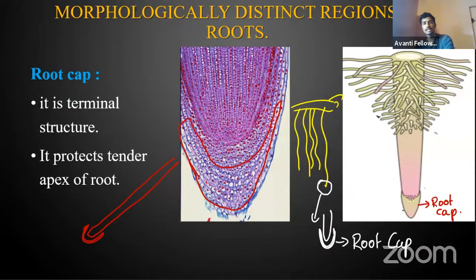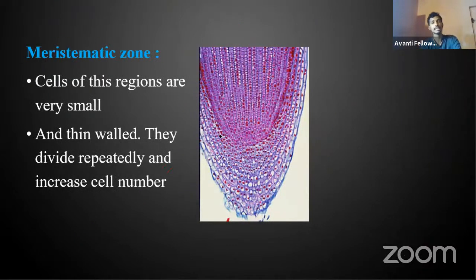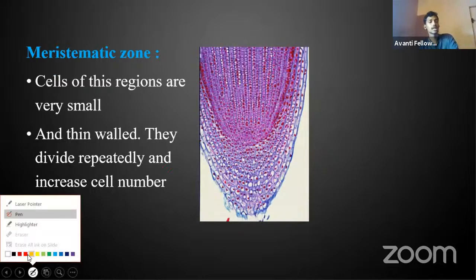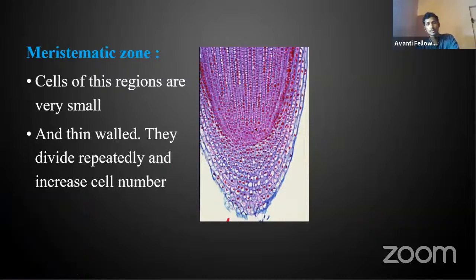What's the next part? The next part is the meristematic zone. So what's the meristematic zone? This zone has meristem cells.